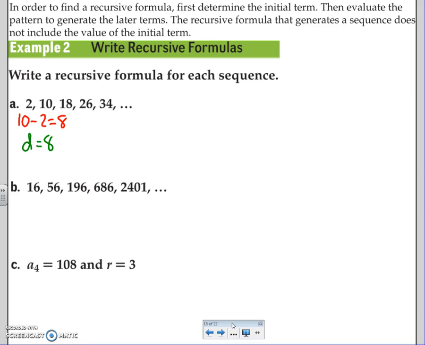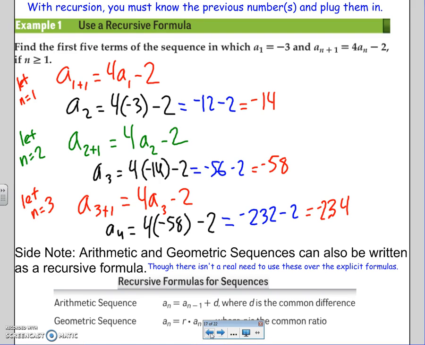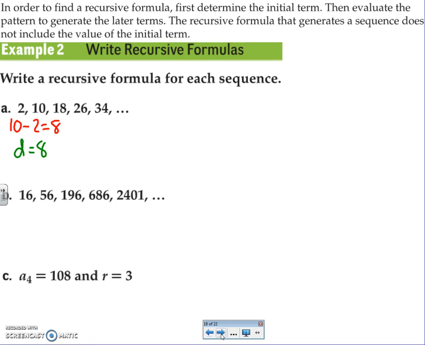Alright. That's all you actually need for the recursive formula, because in the recursive formula the new term is the previous term plus the common difference. So this only helps if you know the previous term. We know a sub n is equal to the previous term plus d, which we know is 8. Now we do need to give the initial term, so we define a sub 1. To figure out a sub 1, it's right here, 2. So a sub 1 equals 2.